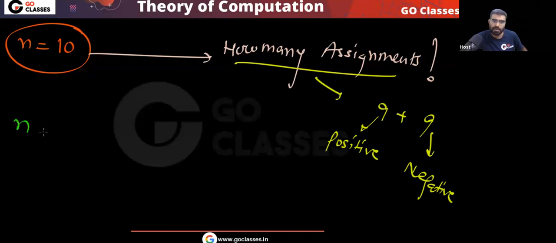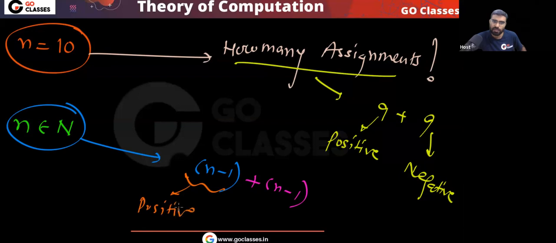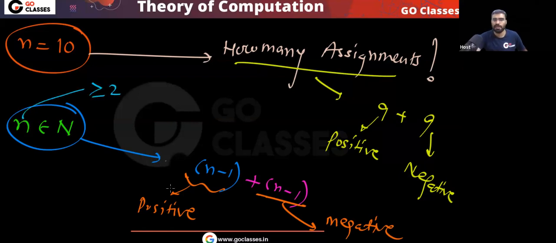So to any n, how many are you assigning? You are assigning 2 multiplied by n minus 1, or I can say n minus 1 plus n minus 1. These n minus 1 are for positive, and these n minus 1 are for negative. This is for n greater than or equal to 2. Understood or not?